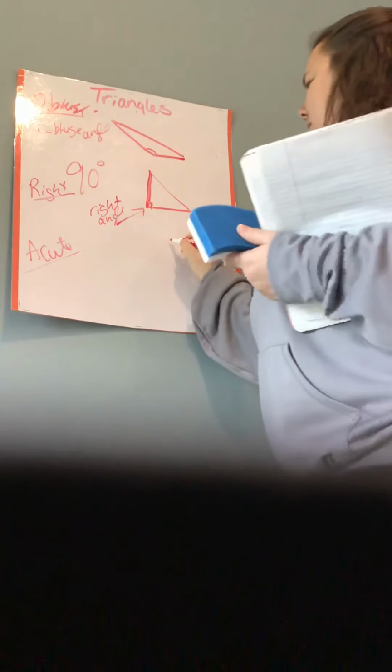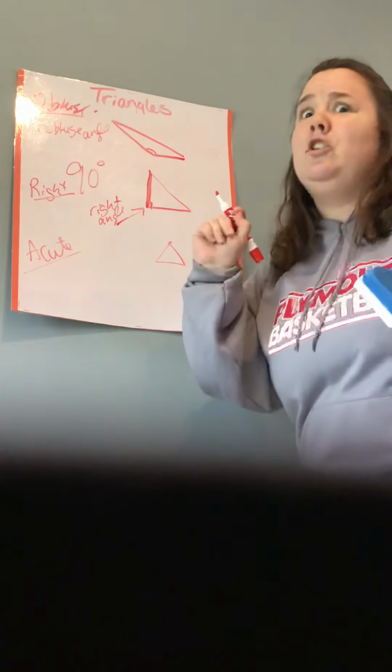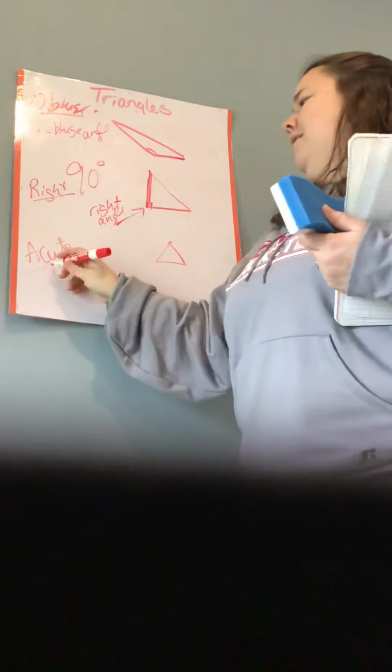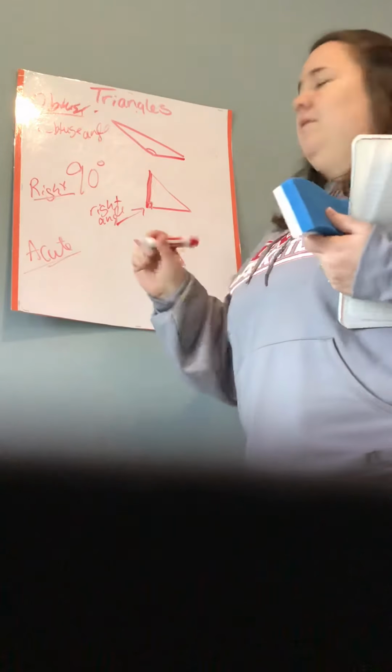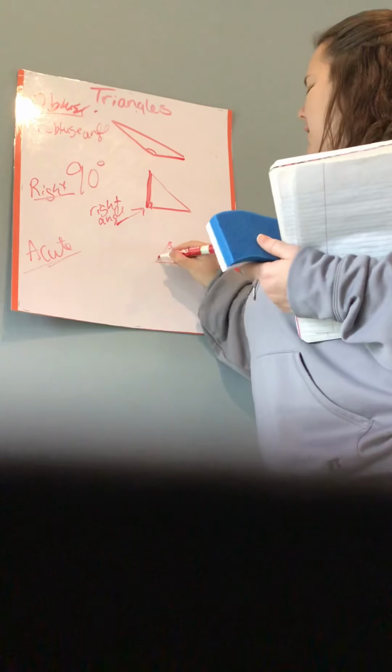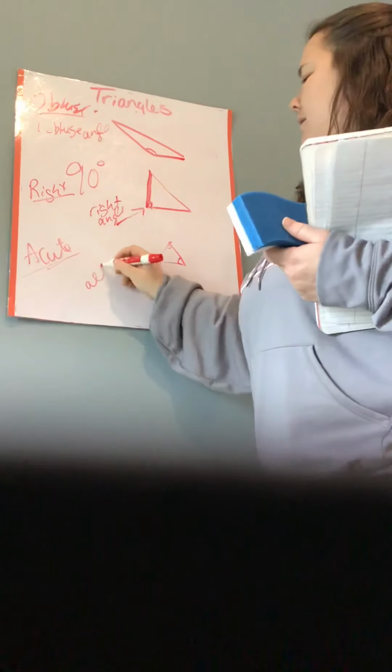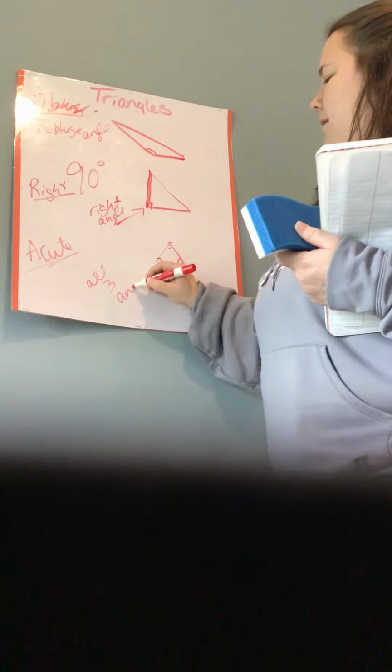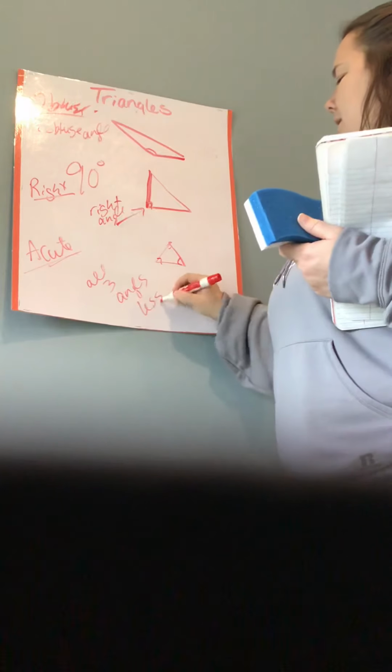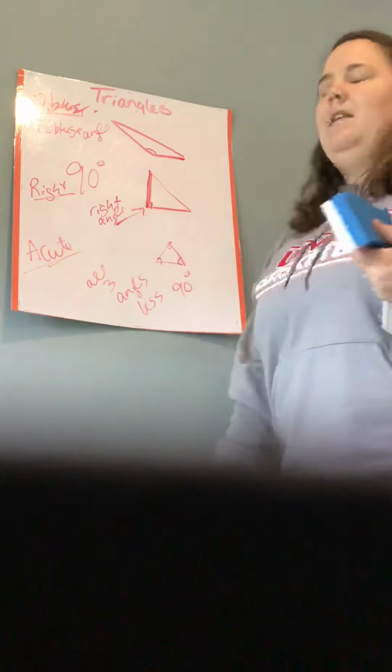Your other option, he's so cute. Look at it. Oh, precious. Look at all three of these angles. They're adorbs. They're teeny weeny. Oh, they're so cute. They are a cute little baby triangle. When all three angles are less than 90 degrees, that makes it acute triangles.